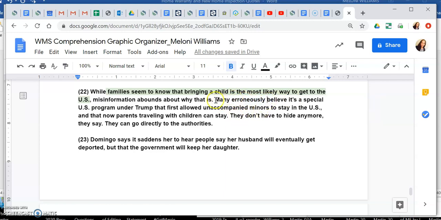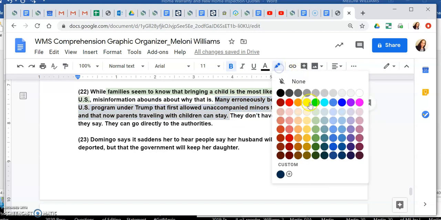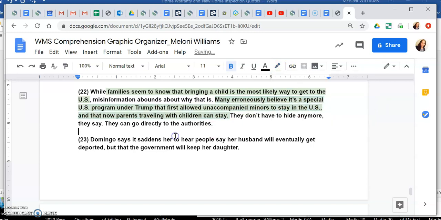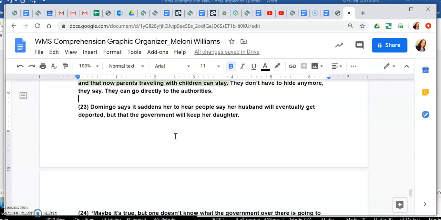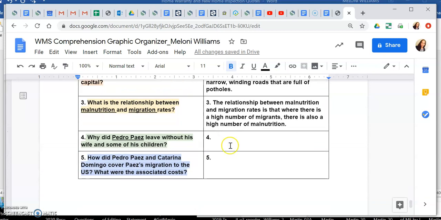So it says, I'll add this. This has to do with answer number 4. So notice there's lots of textual evidence for question number 4. It's a rather complex question. So let me go and formulate my answer in a complete sentence.